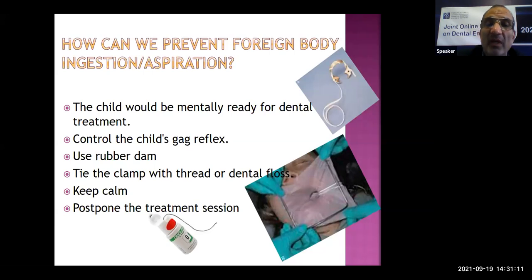The child should be mentally ready for dental treatment. Control the child's gag reflex, use a rubber dam clamp tied with something like dental floss. Keep calm and postpone the treatment session if you suspect a problem might happen.